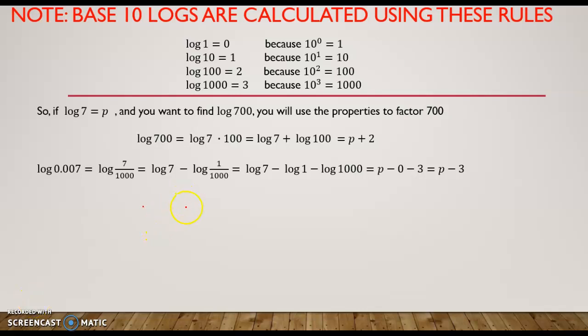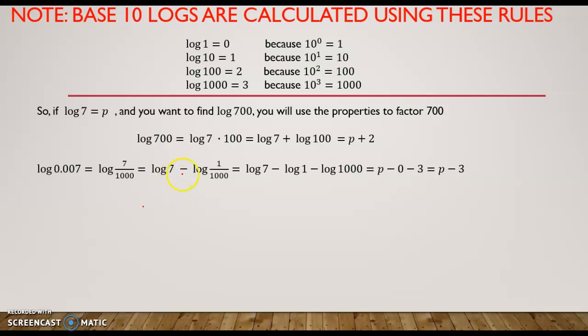Hey guys, this is video 2 of these properties of logs. I did want to go back here because I didn't do an example on the first video. I just went to the next one, running out of time. But this right here that we just did, the log base 10 of 0.007, was log of 7 out of 1,000.